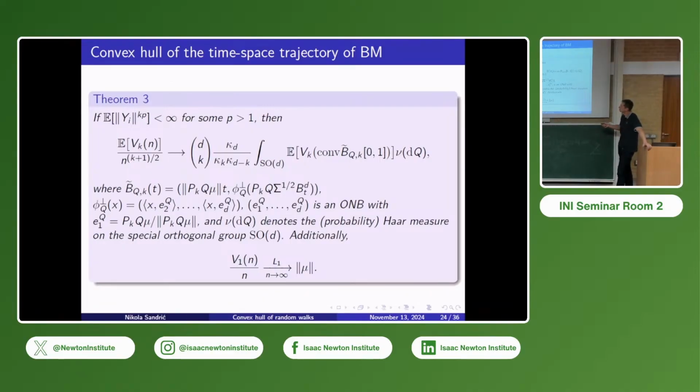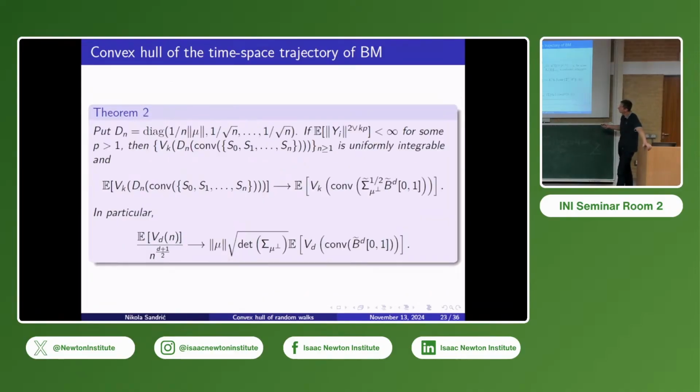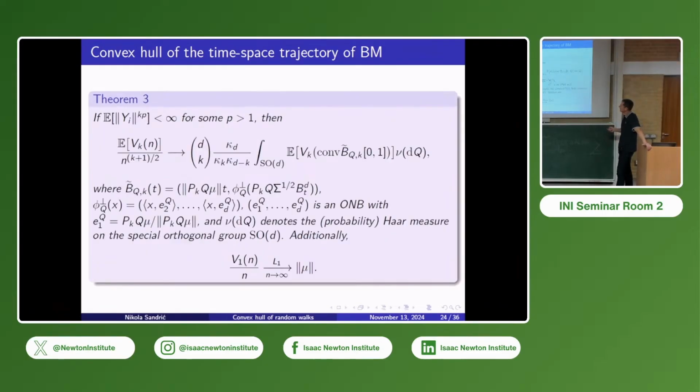Just to compare this one and this one: these two things are not the same object in general. When k is 1, then we get something stronger and a bit nicer. We get something like this, and these two things coincide. So exactly for k equal to 1, this thing here is exactly the length of the drift vector.